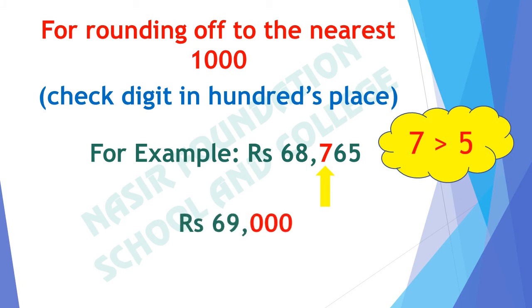Now we will round up the digit that is in the thousand place. 68 will become 69 and all the digits that are on the right hand side will become 0. 68,765 rupees will become 69,000 if we round off this amount to the nearest thousand.